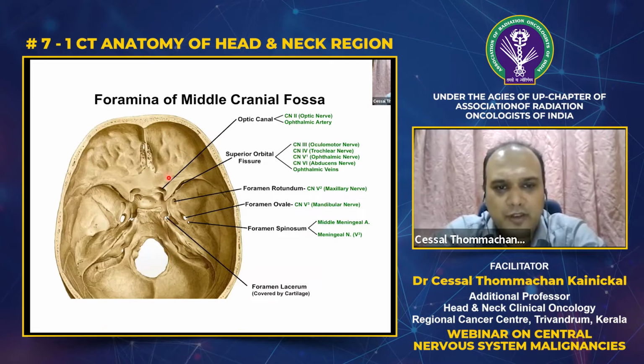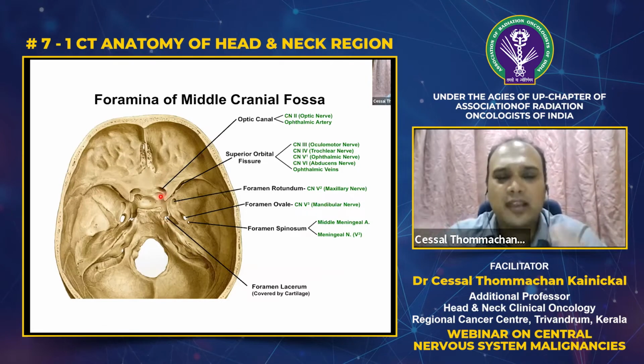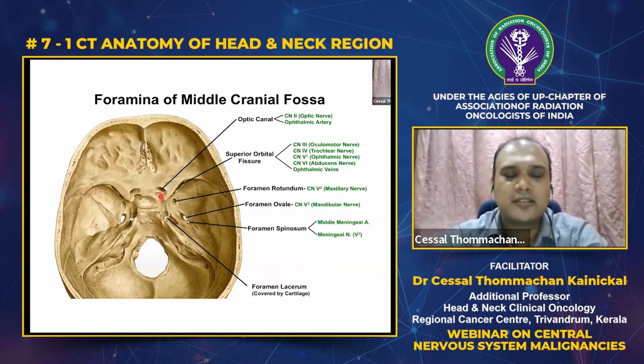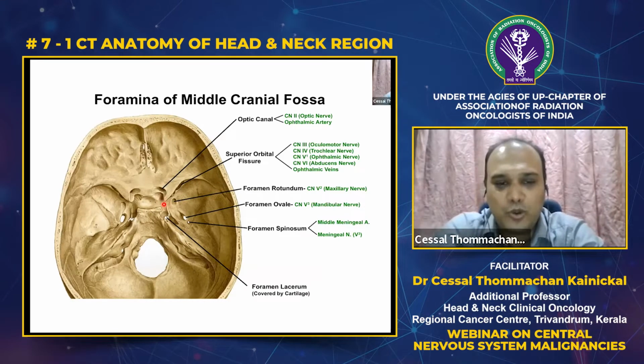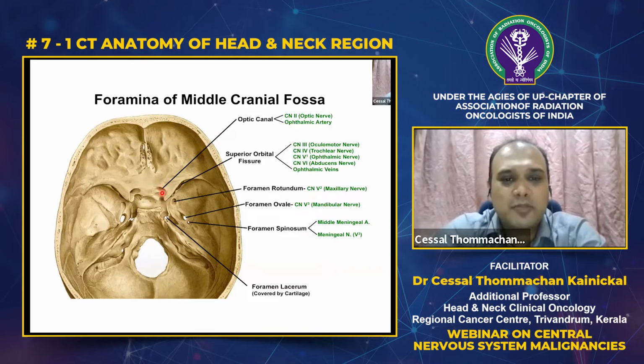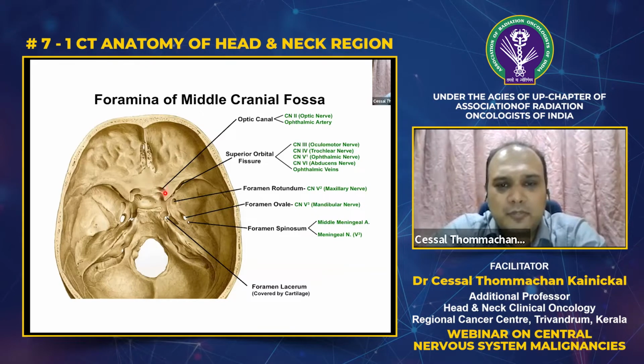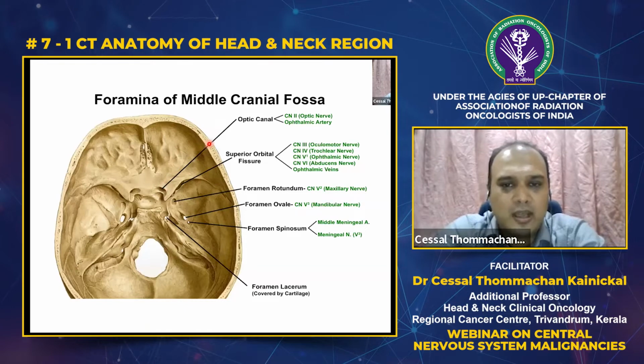If you take the foramina in the middle cranial fossa, this is the level from which, going down, we will discuss the head and neck. Above, you have already discussed the brain. Now you are discussing below, the base of skull. At the level of the base of skull, you can see the optic canal, which transmits the optic nerve and the ophthalmic artery.